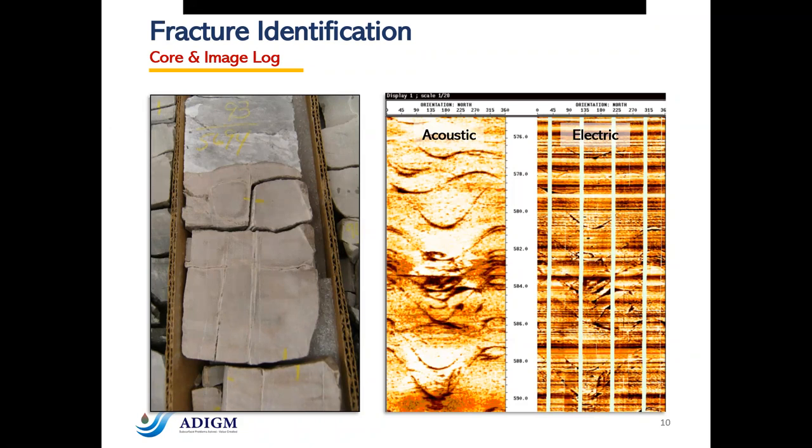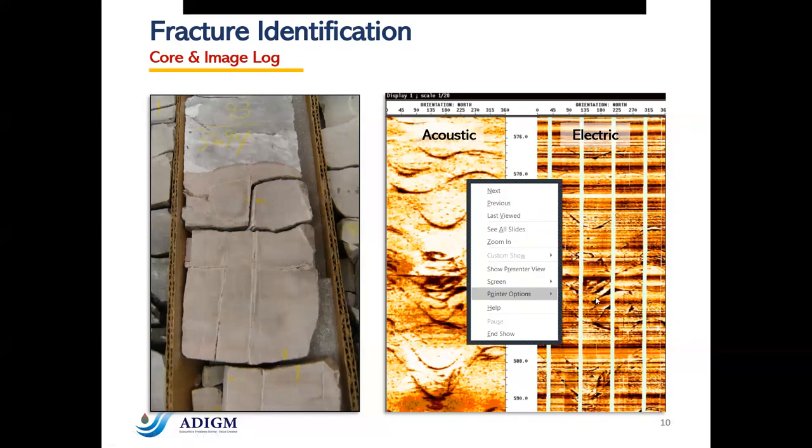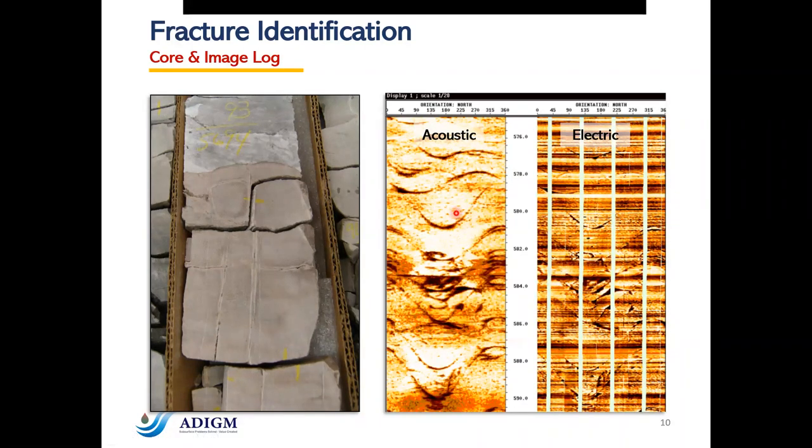On the image log on the right side, the middle one is the acoustic image log, and the right side is the electric image log. Both of them can visualize the fractures. Both of them can capture or see the fractures inside the boreholes. What makes them different is the quality.